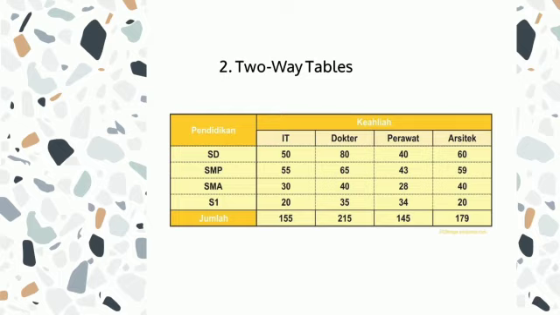And below is an example of a two-way table: the number of unemployed based on skills and education. The contents of the table are education, which includes elementary school, junior high school, senior high school, and bachelor degree. And the skills are IT, doctor, nurse, and architect.